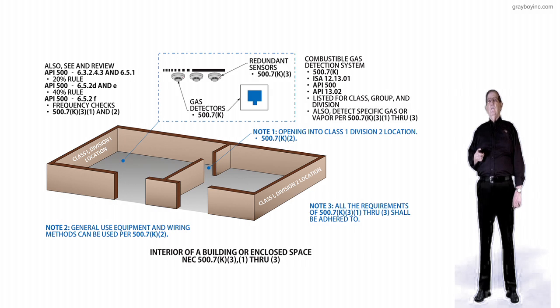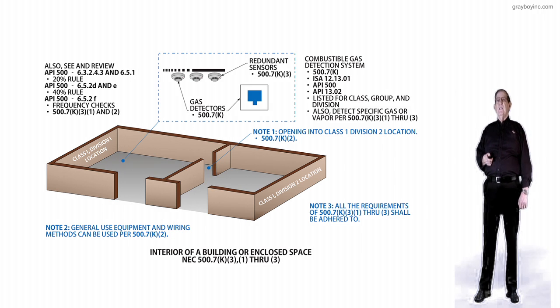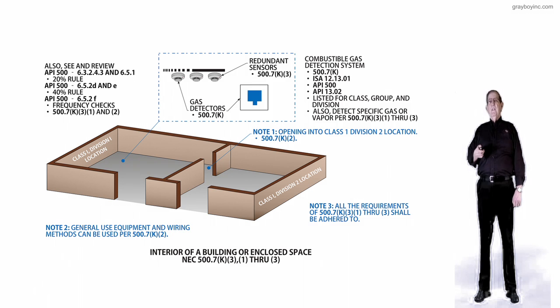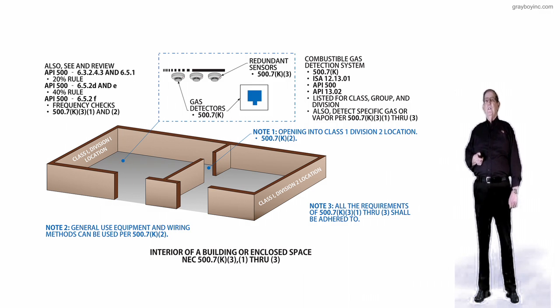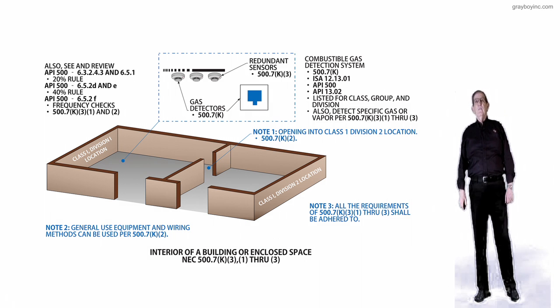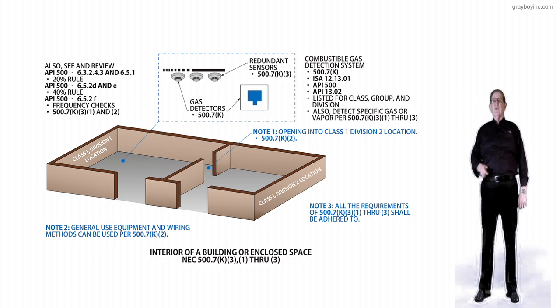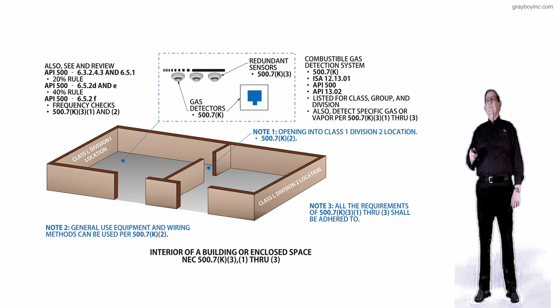And then notice under the rules now that are listed in the API 500, as well as the NEC 500.7 K2, the room to the right, as you see on the wall there, is a Class 1 Division 2 under this revised section. Now, I would like to call out to you, first of all, the call out to the right top side of the illustration. And the title head of this call out is Combustible Gas and Detection System.